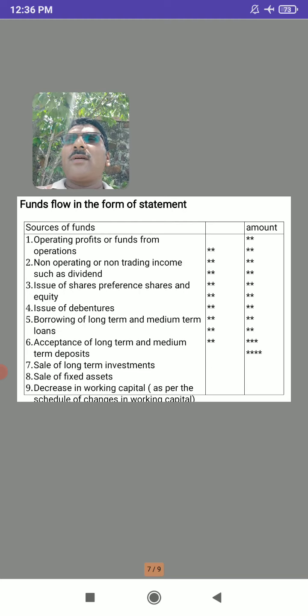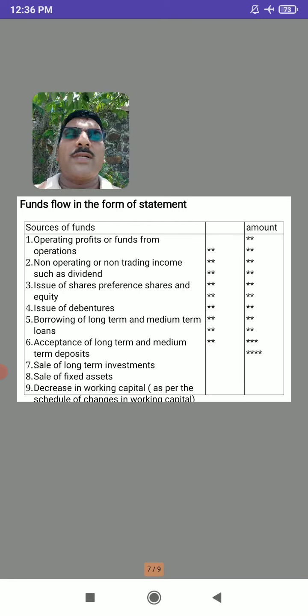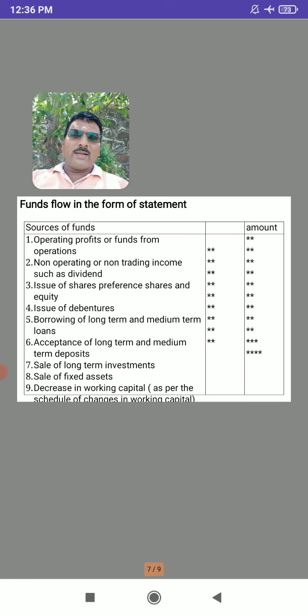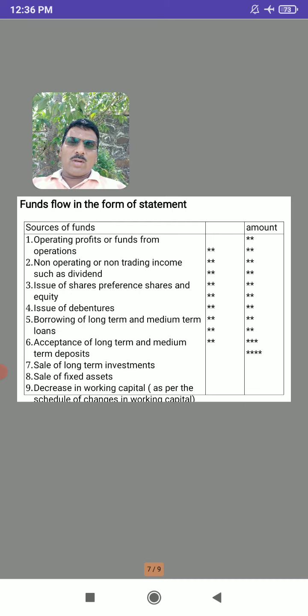So here, first of all, you have to take funds from operation. This funds from operation we get from the funds from operation statement that we have already prepared. From that you have to take the funds from operation and write it in the amount column. Then non-operating and non-trading income such as dividend. So here non-operating incomes are to be recorded.